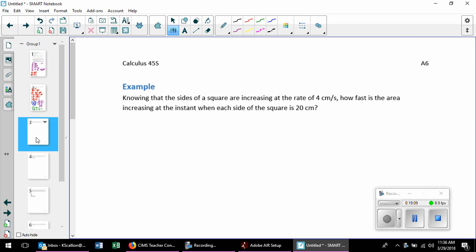So a lot of people say, well, if a side is doubled, then the volume will be doubled. And that's a misnomer because things are increasing at a different rate. So this is the side of a square increasing at a rate of 4 centimeters per second. How fast is the area increasing at the instant when each side of the square is 20 centimeters?